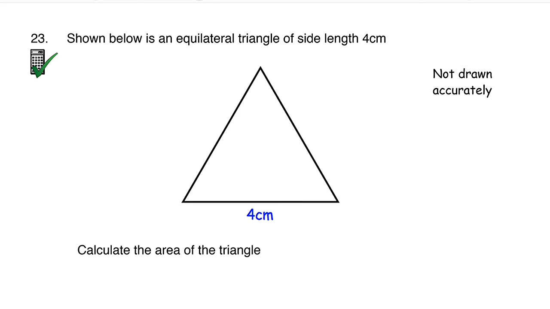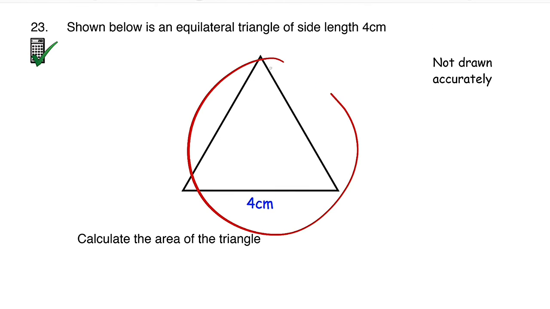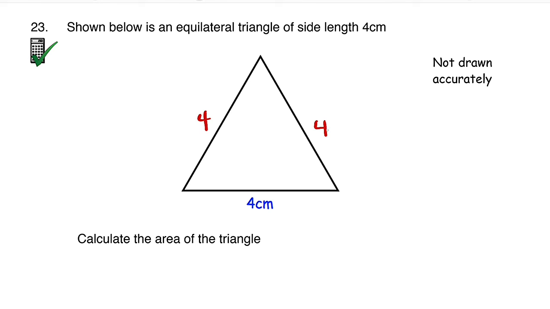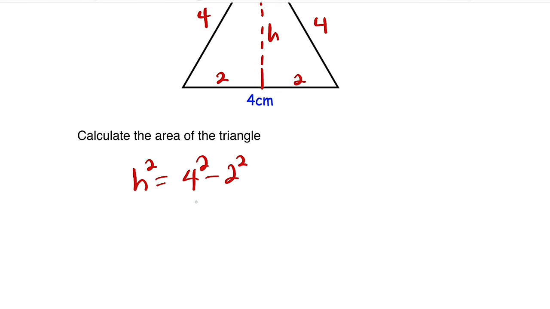Question number 23, shown below is an equilateral triangle with side length 4 cm. We are asked to calculate the area of the triangle. So if this is an equilateral triangle, remember that all sides are equal. So this will be 4, this will also be 4. And to find the area, we need the height. This is the height, right? It will divide the base into 2. So this will be 2, this will be 2 as well, this will be h. So we can apply Pythagorean theorem here. H squared will be equal to 4 squared minus 2 squared, right? 4 squared is 16, 2 squared is 4, and this will be 12.